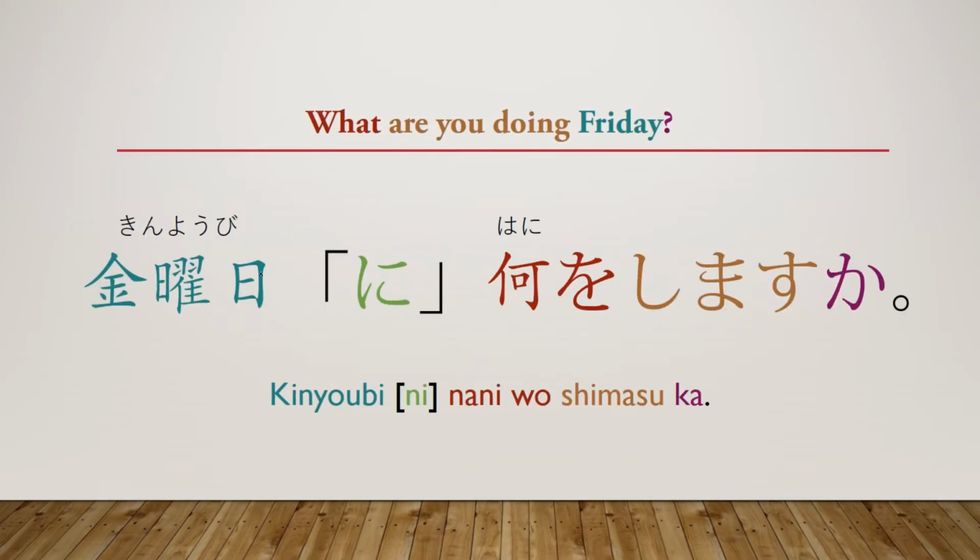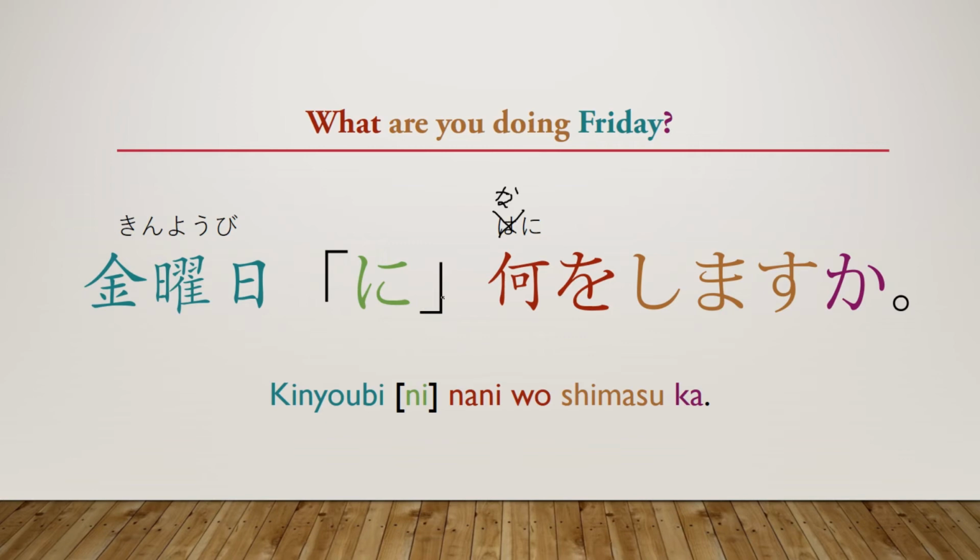Our last example is, what are you doing Friday? Kinyobi ni nani o shimasu ka? First thing I should note is I messed that up. That should be the na, not the wa. Or not particle, but hiragana. So that is nani, not hani. But other than that, this is one of those cases where ni is optional. So you could put it here. It could be kinyobi ni nani o shimasu ka, or it can be kinyobi nani o shimasu ka. Both are perfectly fine.